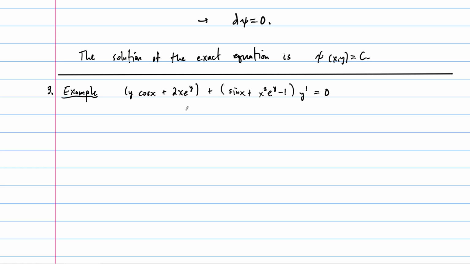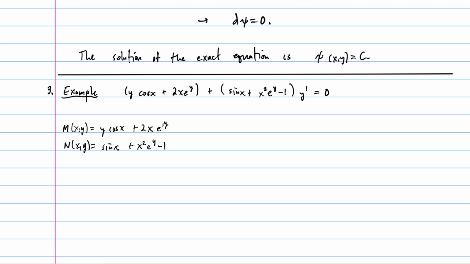All right, so hopefully you guys have verified that this equation is exact, but let's start off by verifying it once again together. You've already done this part, but let's just make sure that we're all on the same page. So the function m is this first one, right? So it's y cosine of x plus 2x e to the y. And the function n, the coefficient function of the y prime, is sine of x plus x squared e to the y minus 1.